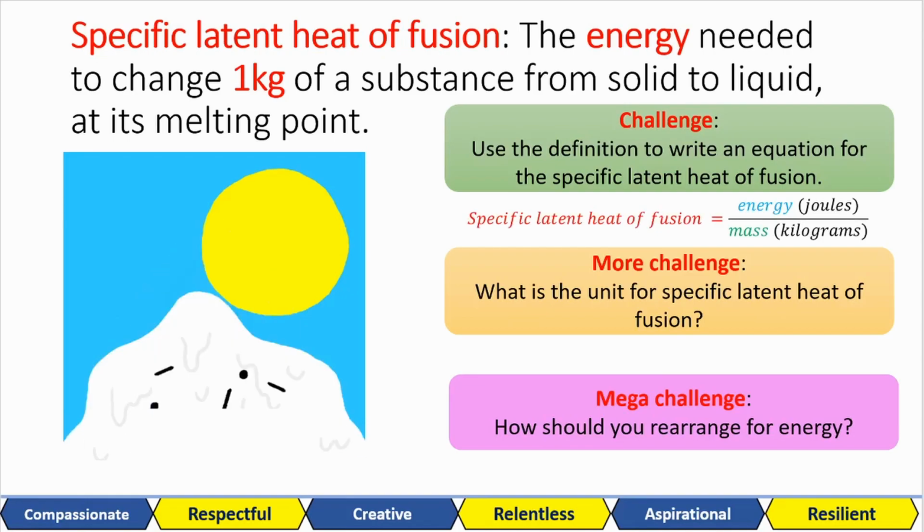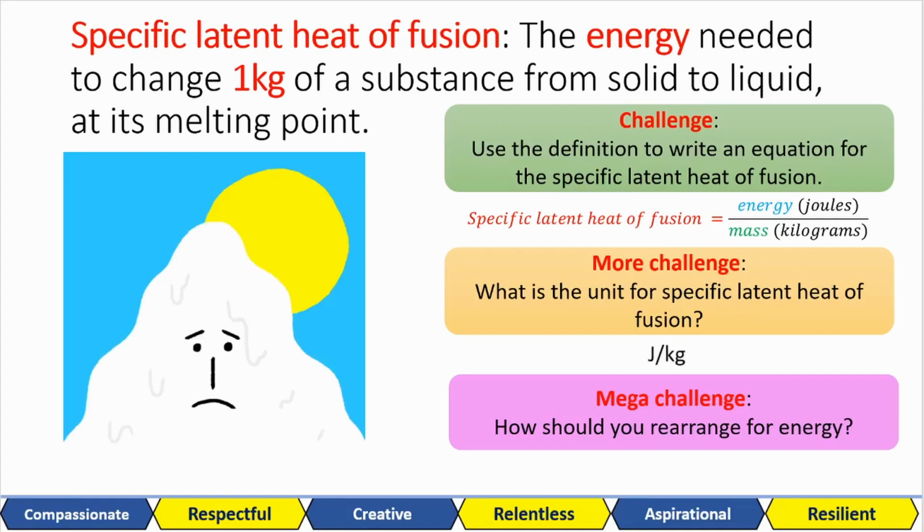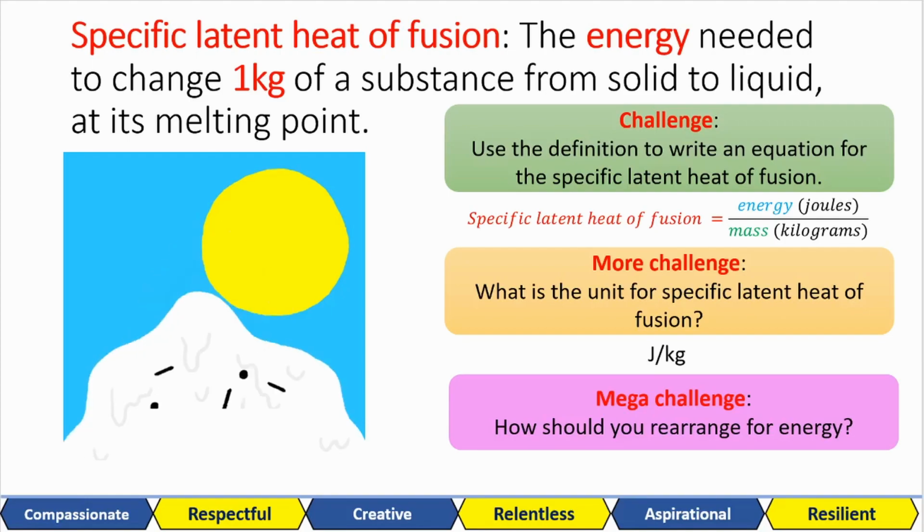Specific latent heat of fusion is the energy in joules over the mass in kilograms. Looking at the equation, the unit must be joules per kilogram. To rearrange this to work out energy, we need to multiply the specific latent heat of fusion by the mass.